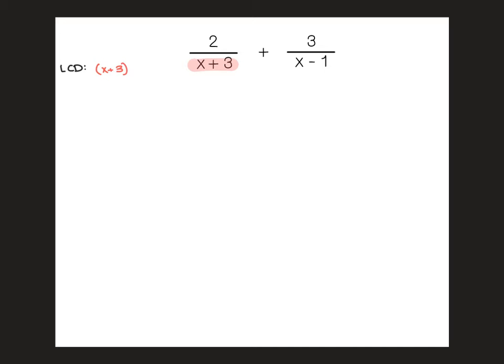Look to see if there are any matches that don't need to be included in the second denominator. If I look, there aren't, so I also need to include x minus 1. Therefore, my least common denominator is x plus 3 times x minus 1.